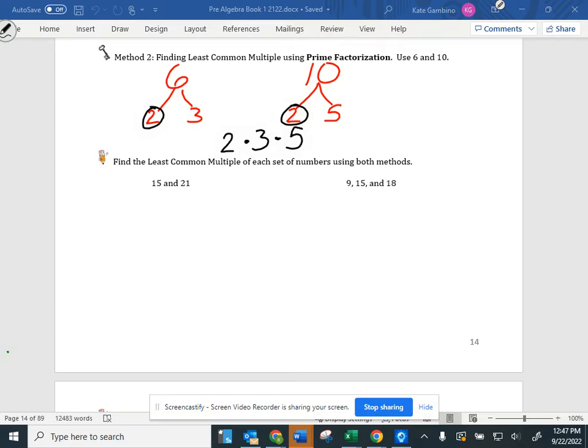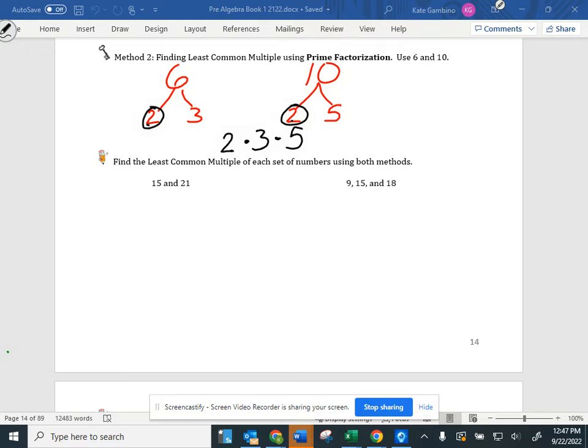You will use every single number. So we shared the 2, so I write it once. They don't share a 3, so I write it. They don't share a 5, so I write it. So we're writing down all the factors that we're multiplying out. If it's a factor they shared, we write it one time because they're sharing it.